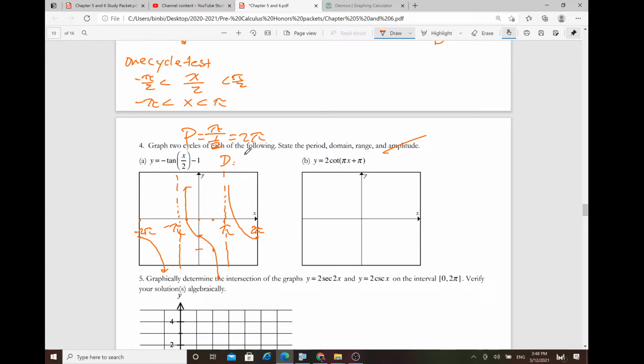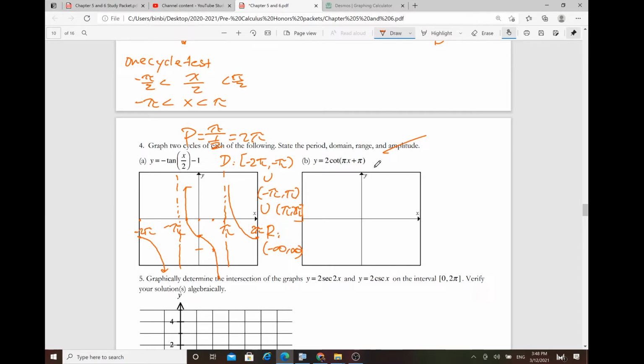So negative 2 pi all the way to negative pi, close parentheses, union, and then negative pi all the way to pi, and then union, pi to 2 pi, and 2 pi here, bracket. And then for the range, the range pretty much covers all the real numbers. So negative infinity to infinity.